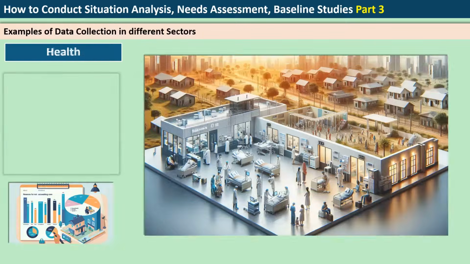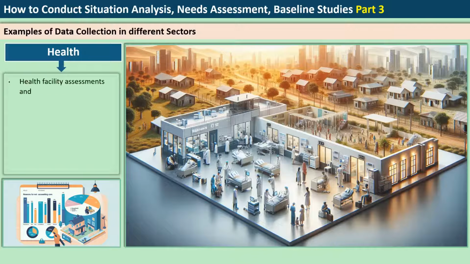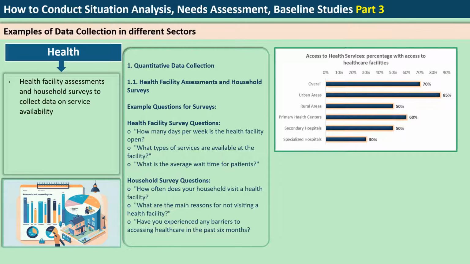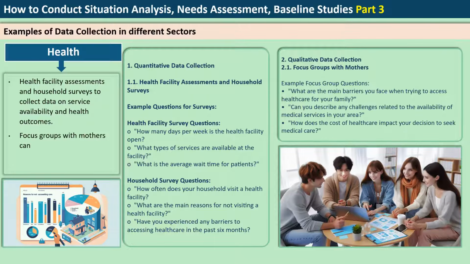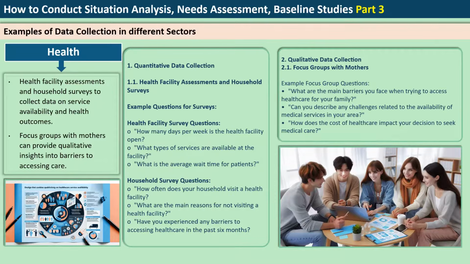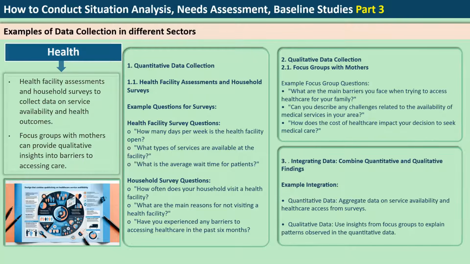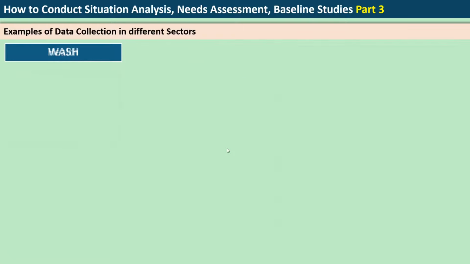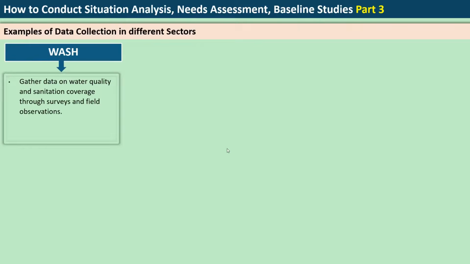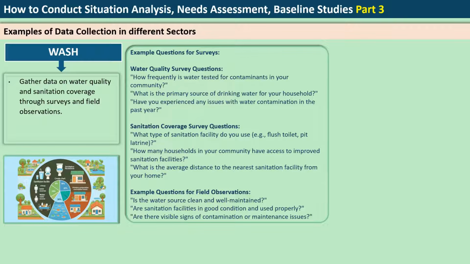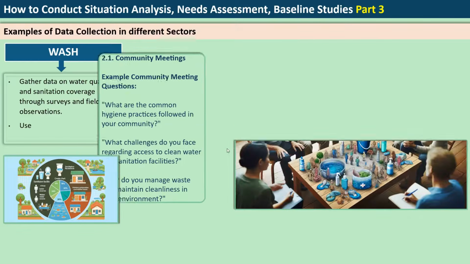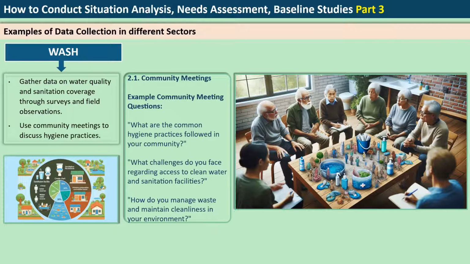In the health sector, we need to use health facility assessments and household surveys to collect data on service availability and health outcomes. We can conduct focus groups with mothers that can provide qualitative insights into barriers to accessing care. Similarly, in the WASH sector, you need to gather data on water quality and sanitation coverage through surveys and field observation. You can use community meetings to discuss hygiene practices.